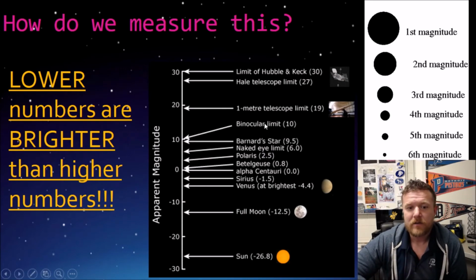If you have binoculars, you can see down to a 10. Hubble can see to a magnitude of about 30. The full moon is at -12.5. The sun is at almost -27, which means it is going to be very bright compared to some of the other things in the sky.